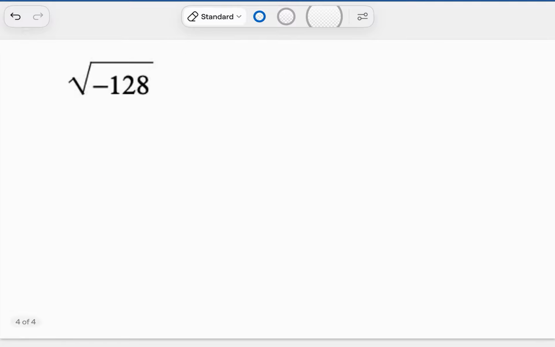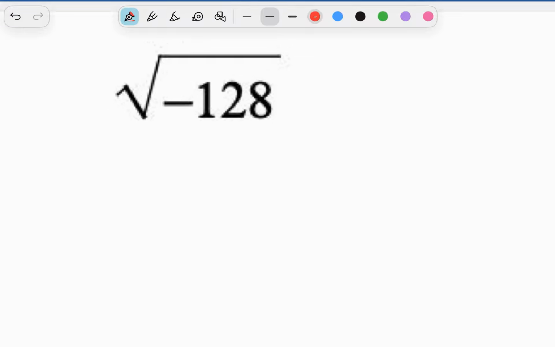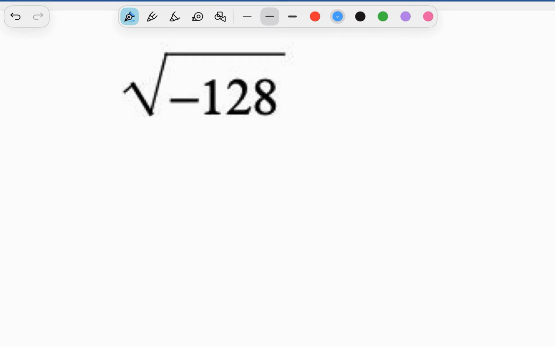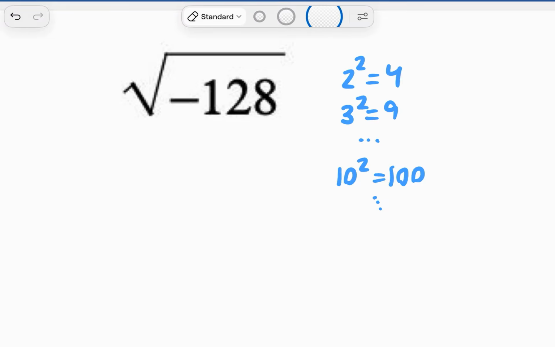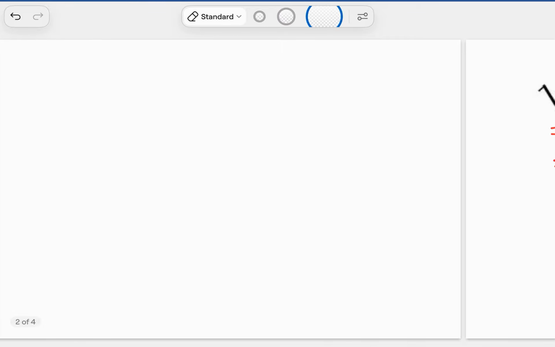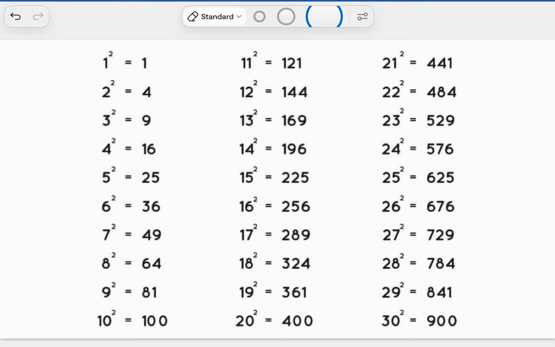Let's move on to this one. It's the same idea, except it's going to be a little more difficult because 128 is not a perfect square, but it's made up of a perfect square. So what are the perfect squares? Remember, we have 2 squared is 4, 3 squared is 9, keep going, 10 squared is 100, and so on and so forth. If you don't remember them all, sometimes it's helpful to have a little cheat sheet like this. Feel free to pause it here.